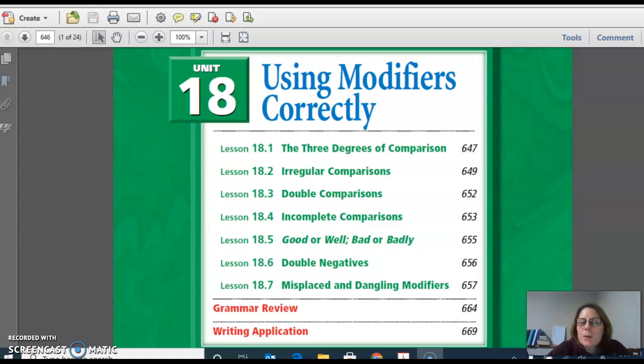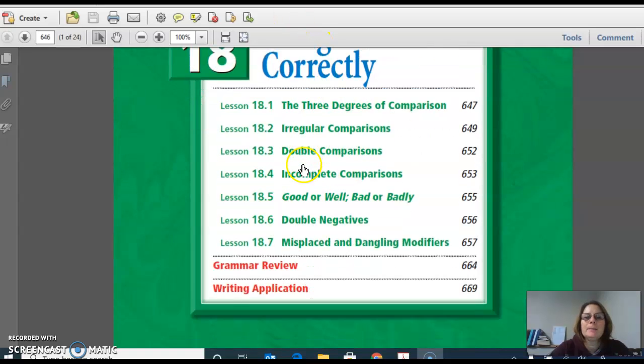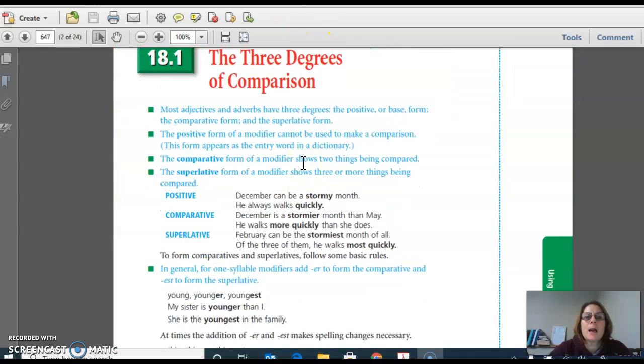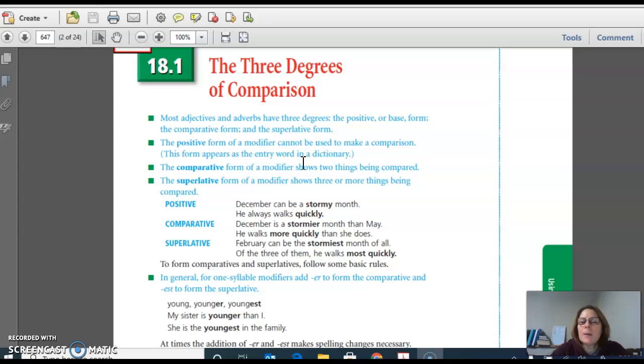Today we're going to do the first concept of our grammar unit, which is the degrees of comparison with modifiers. Our entire unit is about using modifiers correctly. We will do one lesson per week, and then we'll have a review and a quiz. So let's get started. Our first concept is using comparison with adjectives and adverbs.